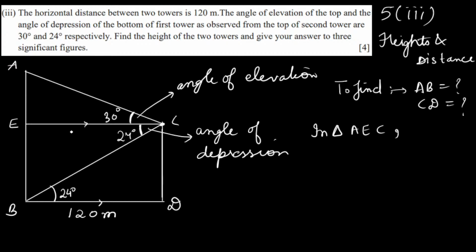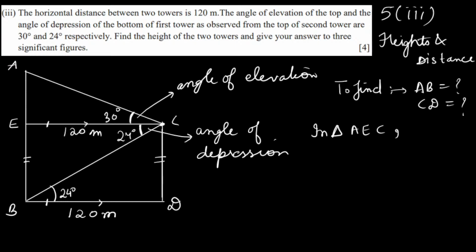Because EC's value I know, EC is equal to 120 meter. See this, BECD is a rectangle. Here EC is equal to BD and BE is equal to CD, because horizontal and vertical straight lines make a rectangle.